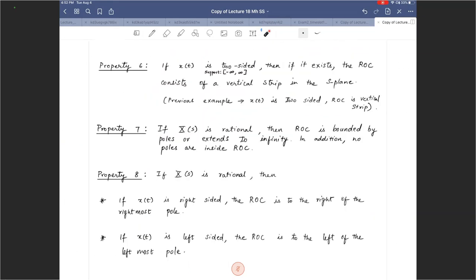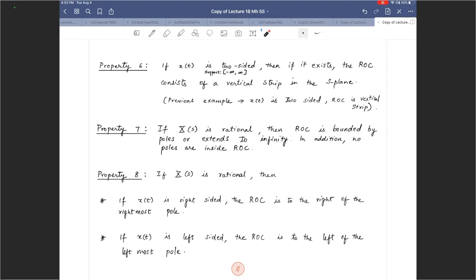Property 6 says if x of t is two-sided, just the example that we saw, then if it exists, the region of convergence consists of a vertical strip in the S-plane. Now, two-sided essentially means the support is unbounded on left as well as on right. And for this particular signal x of t, if the Laplace transform exists, then it is going to be a vertical strip in the S-plane.